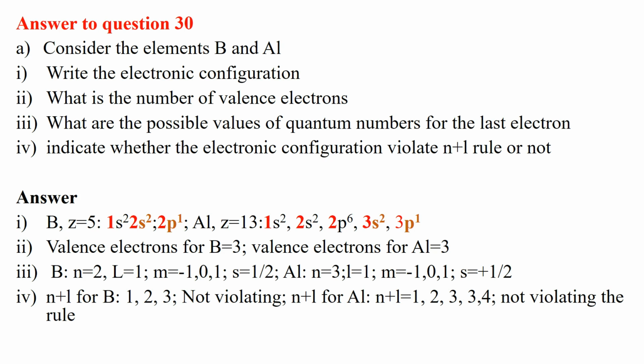It is not violating the rule because the filling order is 1, 2, 3, 3, 4. For the two 3s we don't have any conflict, because they are 2p and 3s. Remember, the one with the lowest n is the one that is filled first. So 2p is filled before 3s, because 2 has a lower n than 3s. In that case, this is not violating the n plus l rule.